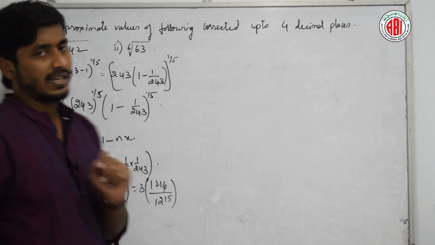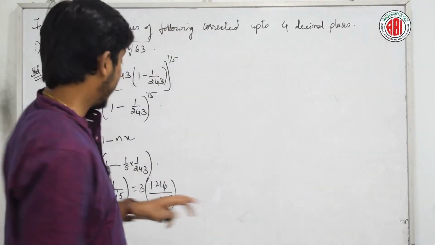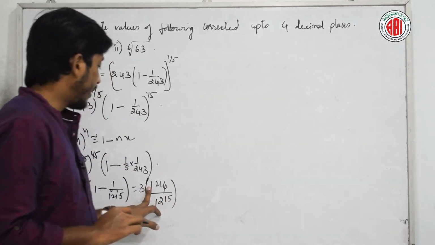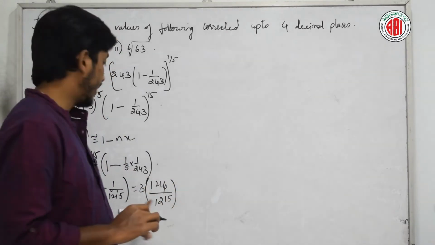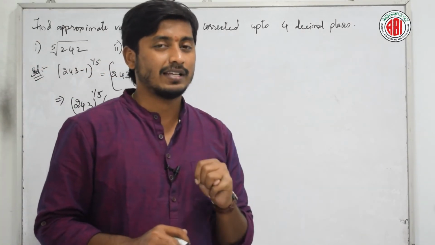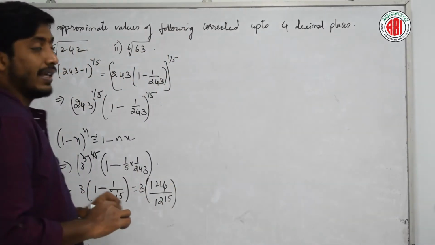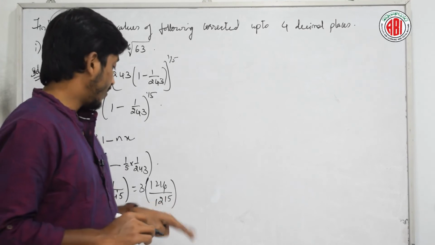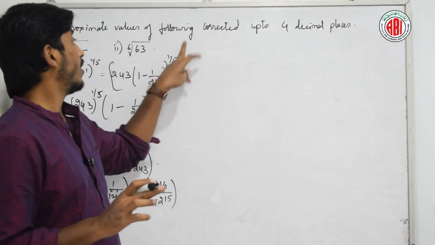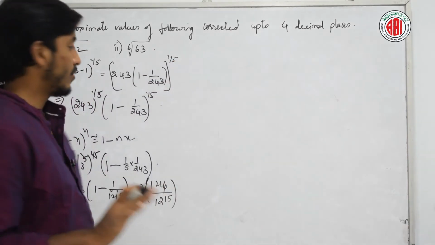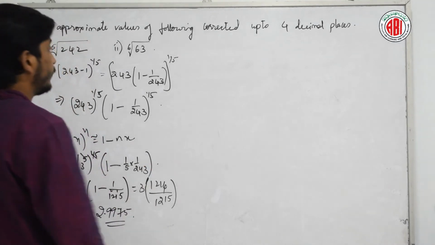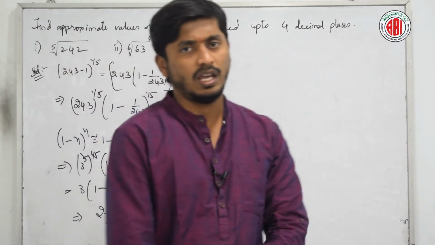First tell me, it will be approximately less than 3. Why? Because we multiply with 1214 by 1215. Numerator is less than denominator, so obviously we will get a number which is less than 3. What is it? Just divide these two and multiply with 3. Remember it has to be corrected only up to 4 decimals. Don't go above that. So you will get 2.9975. Clear? Is it okay? Fine.